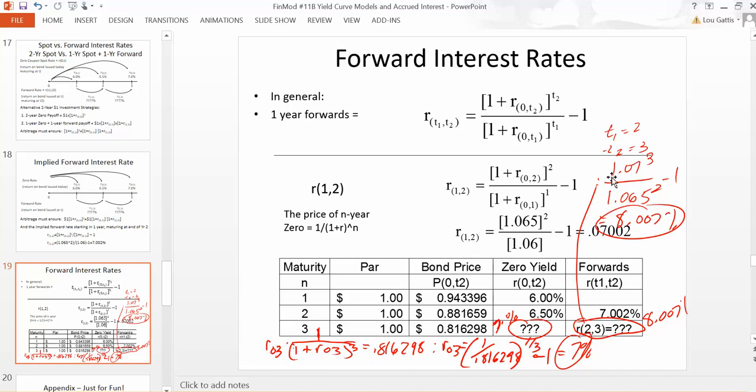And by the way, I got this 7% for the 3 year out of McDonald's derivatives textbook. He shows that a $1 par zero coupon bond is selling for $0.8161. So you pay 81 cents for a bond that matures in 3 years at $1. So $1 over 1 plus the 3 year rate cubed must be equal to 81 cents. So R03 must be the zero coupon rate. I'll solve this equation for R03, which is 1 over the 81 cents raised to the 1/3 power, minus 1. That's how I got 7% and plugged it in here.